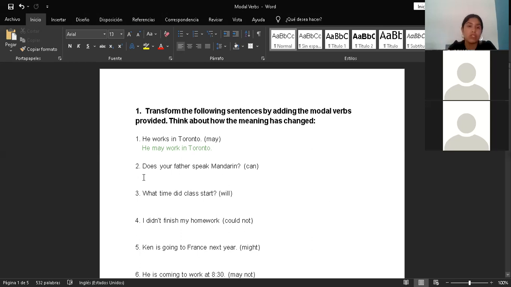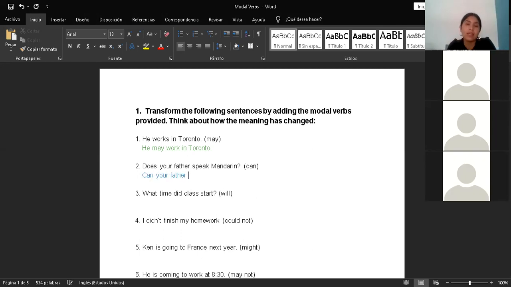Number 2, it says, does your father speak Mandarin? Now, how can I change it using a modal verb? Can your father, very good. Can your father speak Mandarin? And that will be the question.